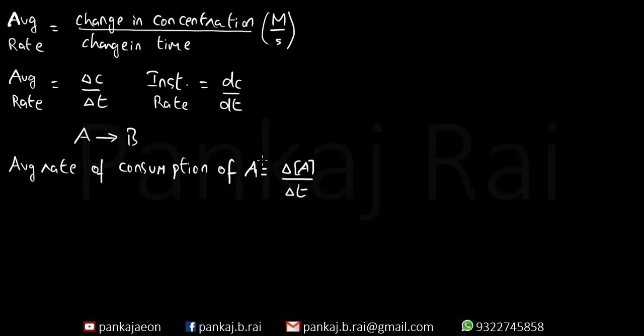Now as the reactant is going on, the concentration of reactant is decreasing because it is getting converted to product, so final reactant minus initial reactant would be a negative quantity. So change in concentration of A would be negative, so we just introduce a minus sign here to get the rate as positive. So average rate of consumption of reactant is given by minus change in concentration upon change in time.